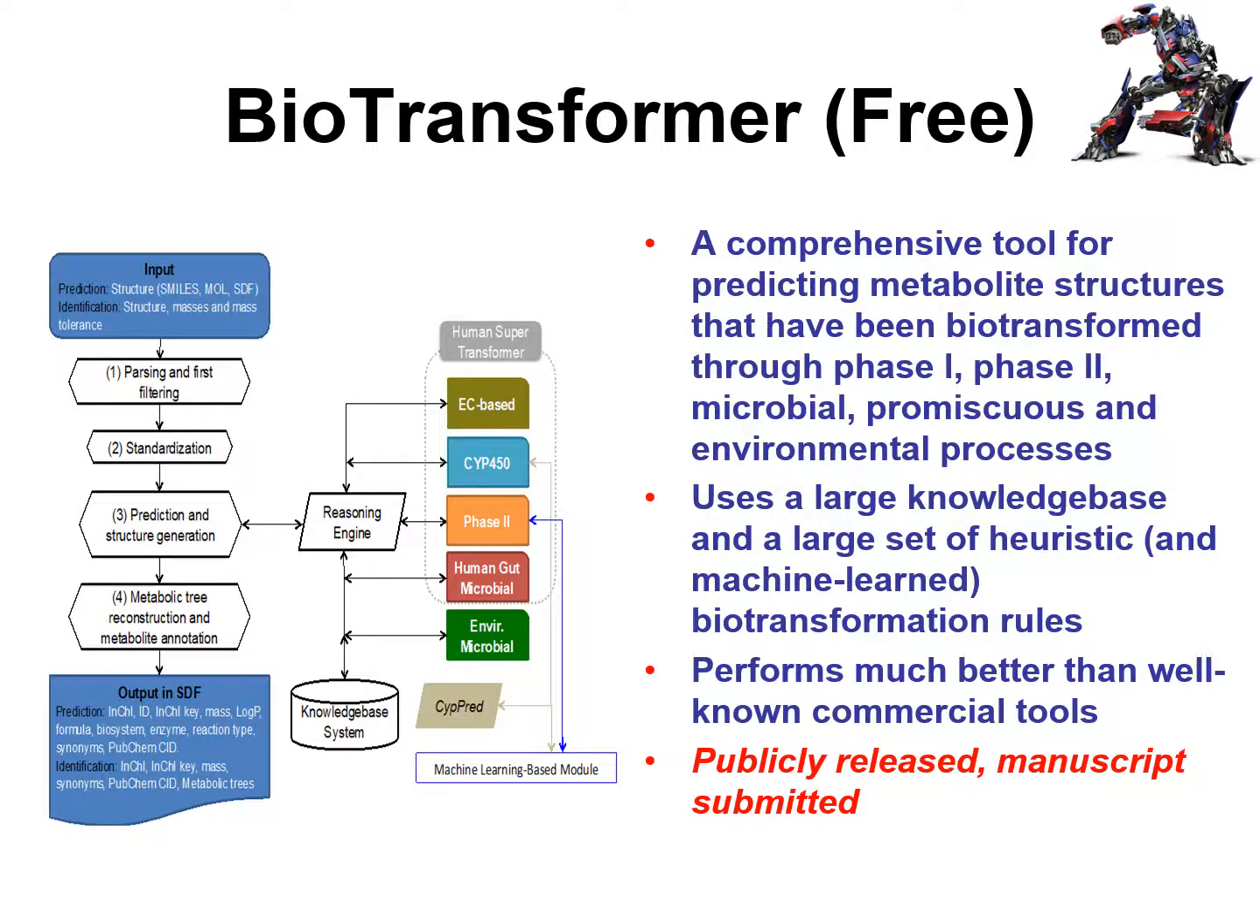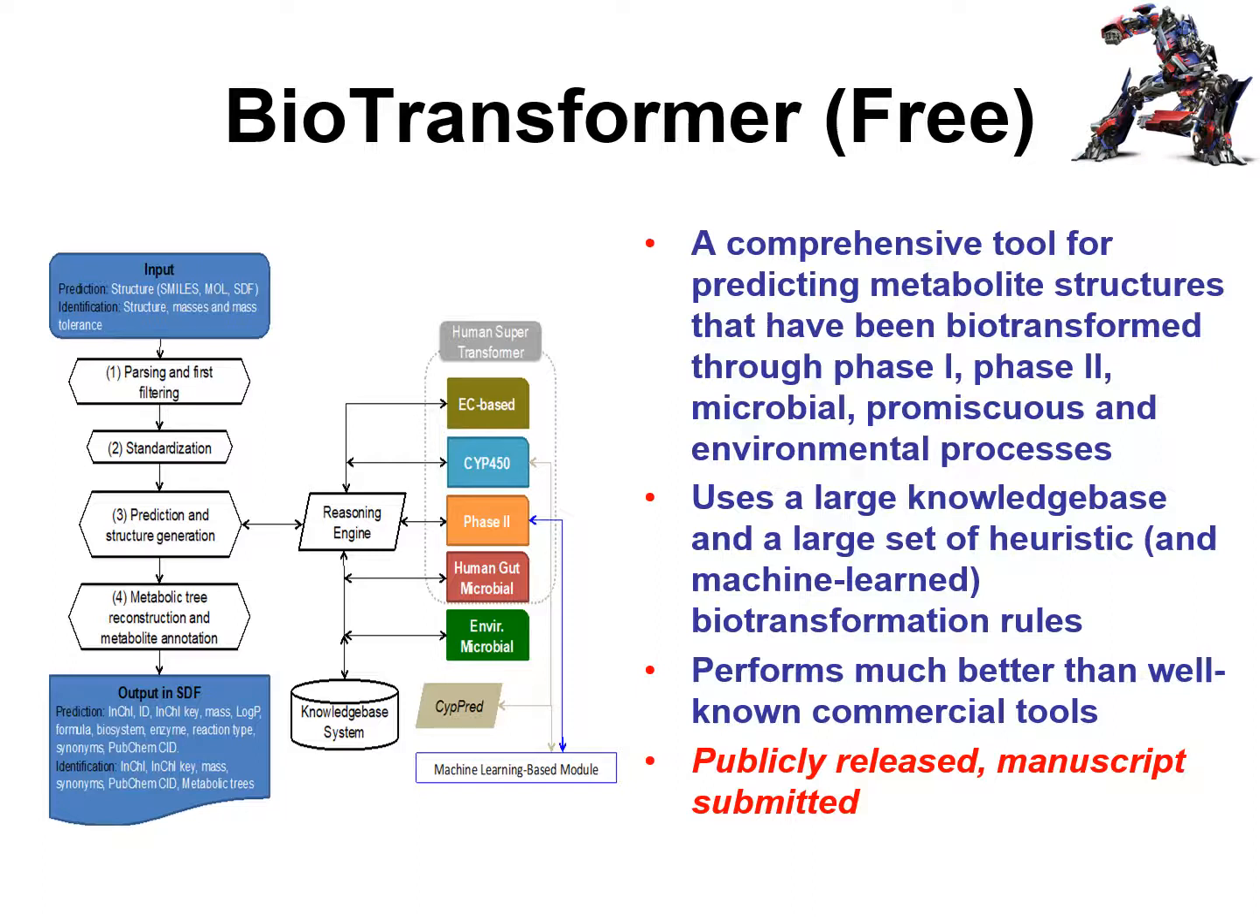As a result, we decided to start working on our own process and program to do something that was free. It's called Biotransformer. And it's to do a little bit more than what these other commercial tools do. It's to calculate or predict the biotransformations, not just for phase 1 or cytochrome P450, but also for phase 2, for microbial or gut transformations, for promiscuous enzyme transformations, and for environmental transformations that can occur when something is simply sitting in water or in soil or on your kitchen table.